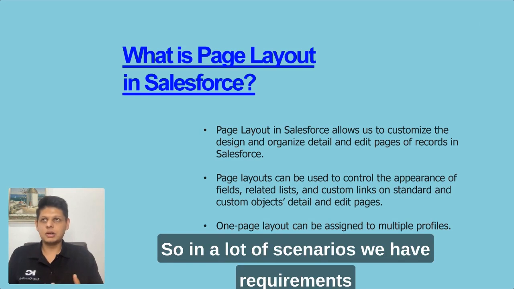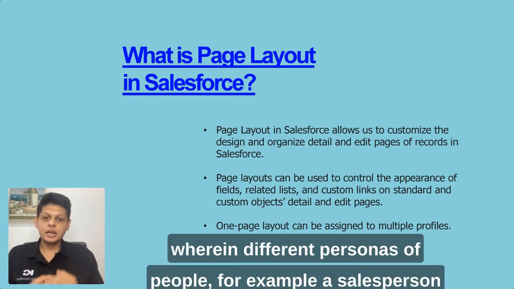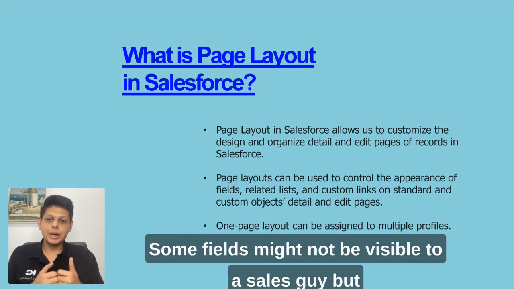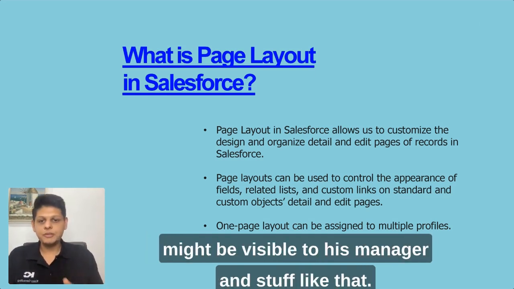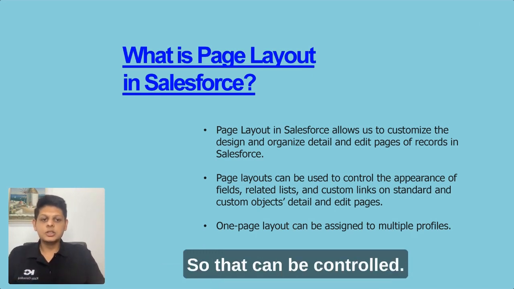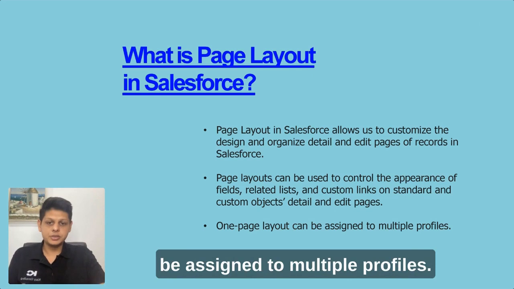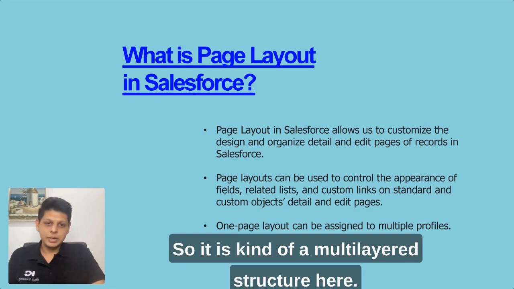In a lot of scenarios, we have requirements wherein different personas of people, for example a salesperson and a manager, need to see different fields, right? Some fields might not be visible to a sales guy but might be visible to his manager and stuff like that. So that can be controlled, and one page layout can also be assigned to multiple profiles, so it is kind of a multi-layered structure here.